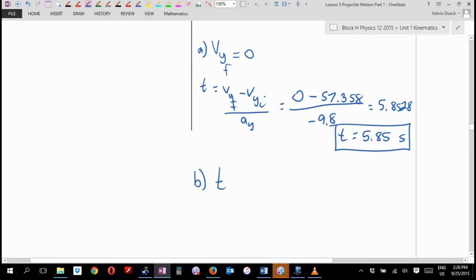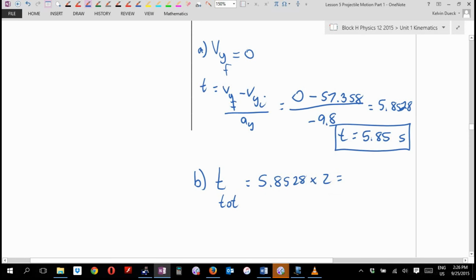I want to be organized with a minimum of writing. I'm going to go T total so that I don't get this T mixed up with the other T. Or you could label the other one T top, or something like that. It's going to be 5.8528 times 2. By the way, there is another way that you could do it.